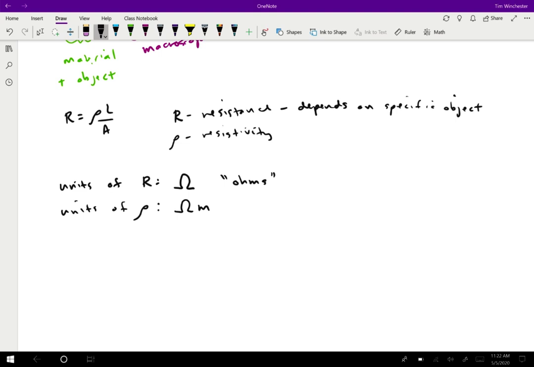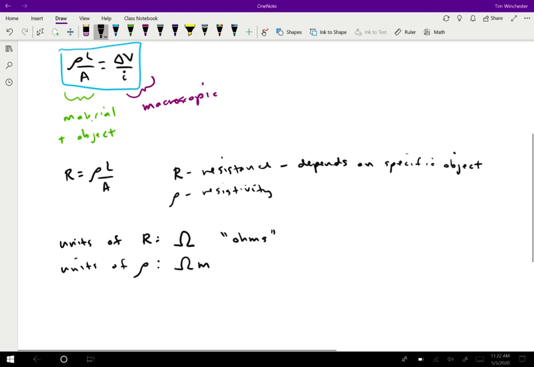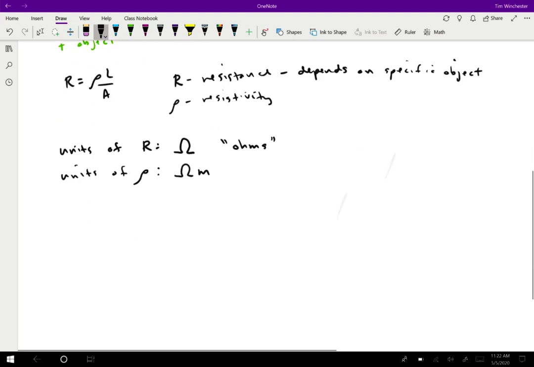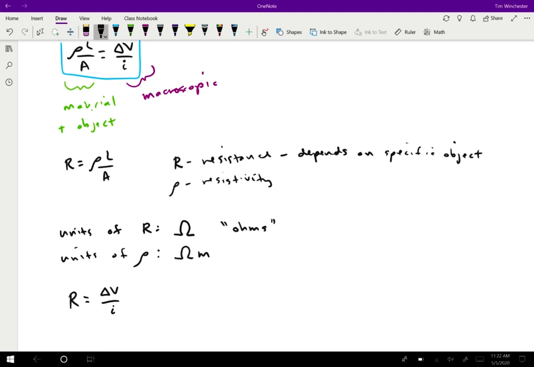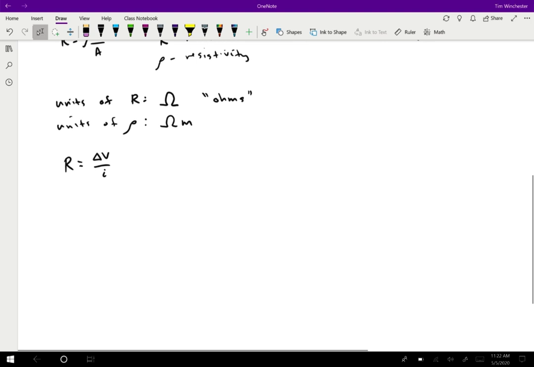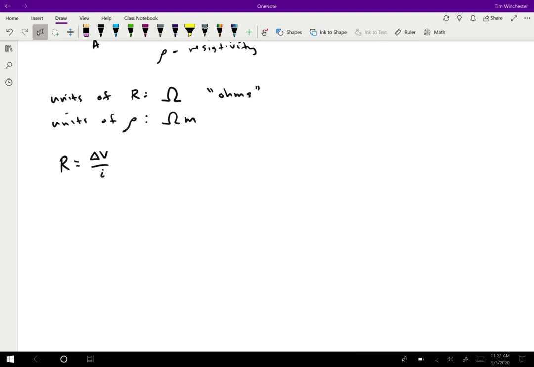That's fairly common. All right, so I'm going to use this relationship, R, to simplify this formula that I outlined in blue. Essentially, what I'll get then is R equals delta V over I. You can see I just took rho L over A and replaced that with R. This formula is known as Ohm's law. Again, discovered by Ohm.